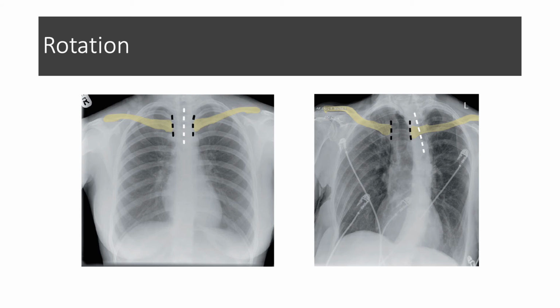It is important to assess rotation as a rotated film can make the heart and mediastinum look larger or smaller than they actually are. In this slide, on the photo on the left, you see both clavicles marked in yellow. The medial ends of the clavicles are marked with a black dotted line. The position of the spinous processes is marked with a white dotted line. You see the white dotted line positioned midway between the black dotted lines. Therefore, this radiograph is not rotated. On the photo on the right, the landmarks are marked in the same way. You see the black dotted lines deviated to the right of the white dotted lines. This radiograph is rotated to the right.